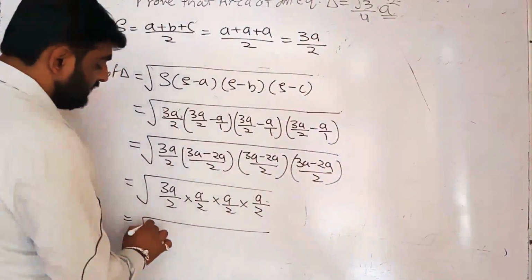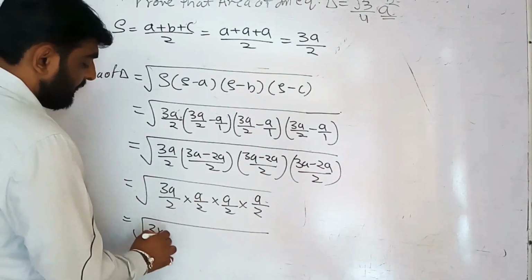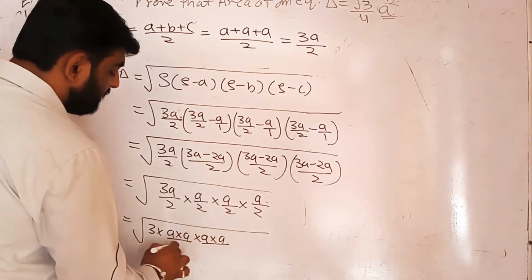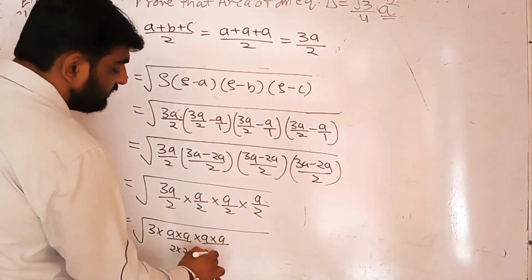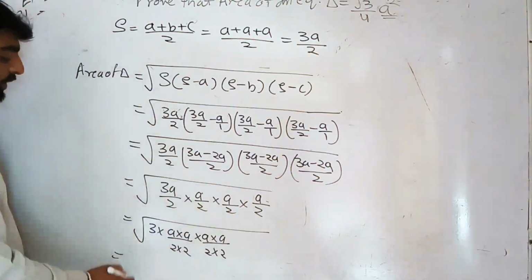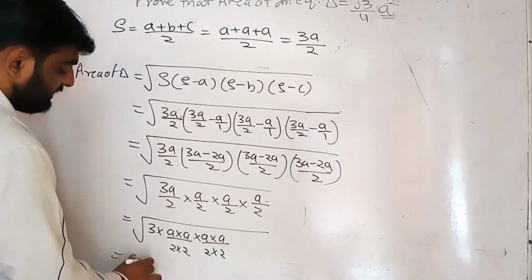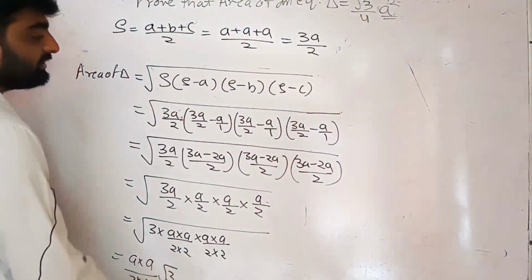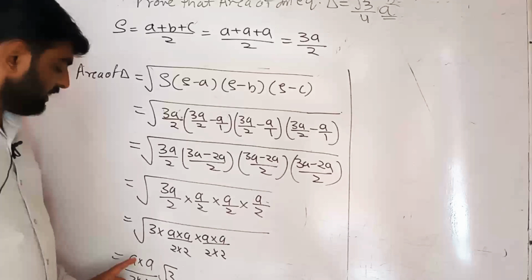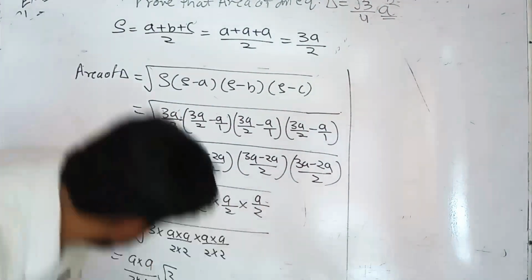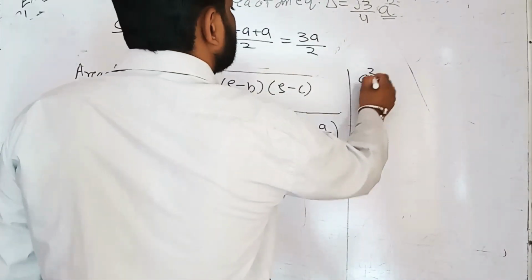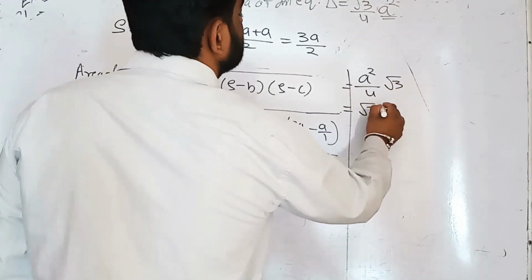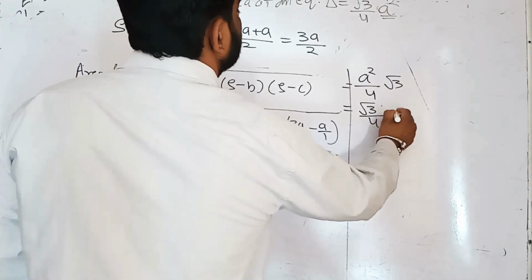Under root 3 remains the same. A is one pair, the second A forms another pair, 2 and 2 are one pair, and 2 and 2 are the other pair. So one A is there, one A is there, 2 is there, 2 is there, and root 3 remains root 3. So 3 into A into A, that is A square, over 4, that is root 3. So we can say that the area of the triangle is root 3 upon 4 A square.